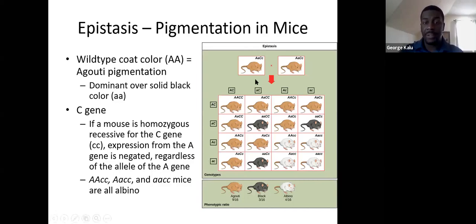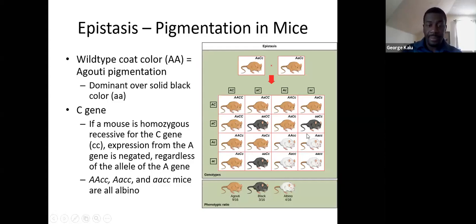So it doesn't matter if you're big A. For example, if we have big A, little c, you would be agouti, but it doesn't matter here because we have the 2 homozygous recessive C alleles. Because you're homozygous recessive for the C allele, all of these offspring end up becoming albino. If you're big A, little c, heterozygous for the agouti color, or homozygous recessive for the C gene, it doesn't matter, you end up becoming albino. Same thing if you're little a, little c, you become albino. So that C gene, regardless of what the A gene is, will always negate the effects of the A gene, and it will itself take over.